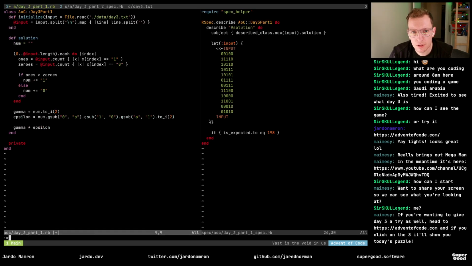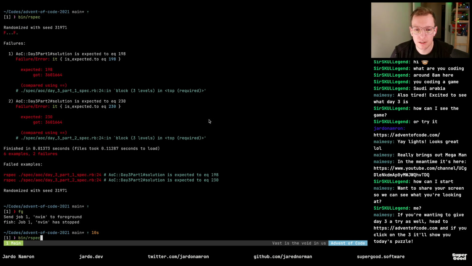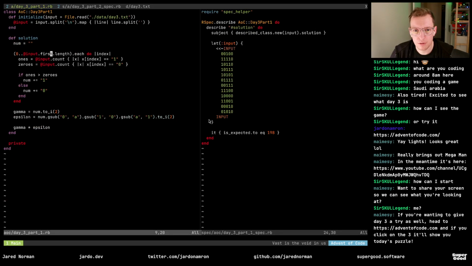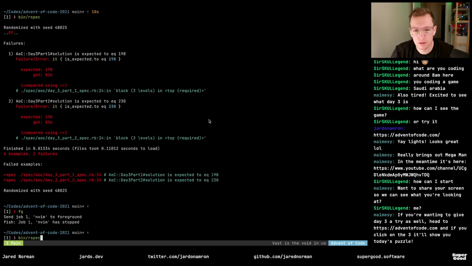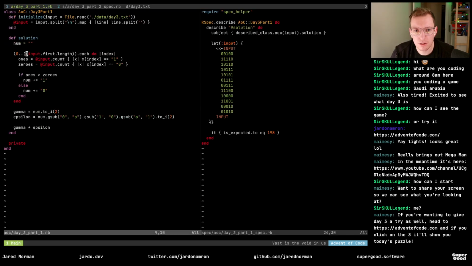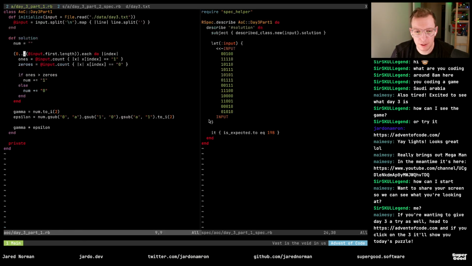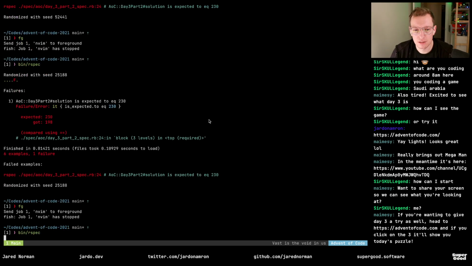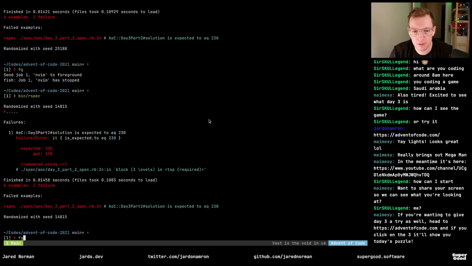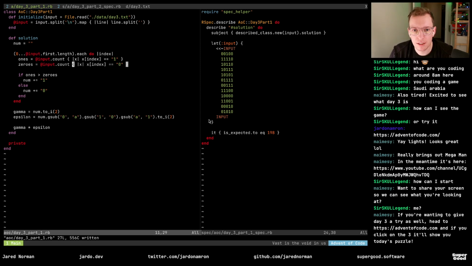No. How are these different? Oh, it's input.length. It's input.first.length. Now it's totally wrong. Cool, just trying random things until, okay, there we go. That's what I was trying to do. I was gonna, do I need those parens? Let's find out. Okay, so that's that.